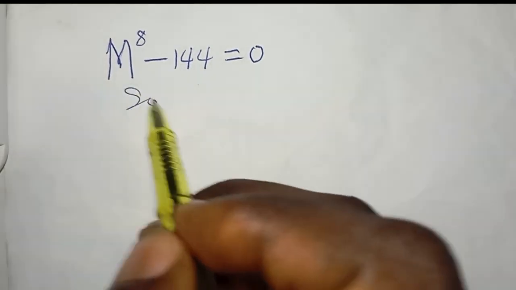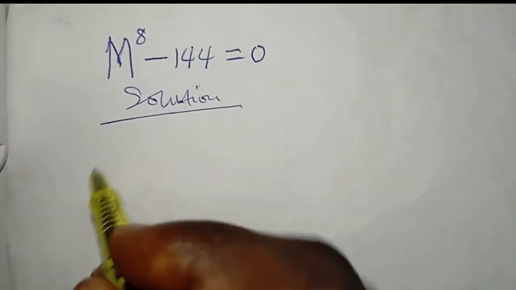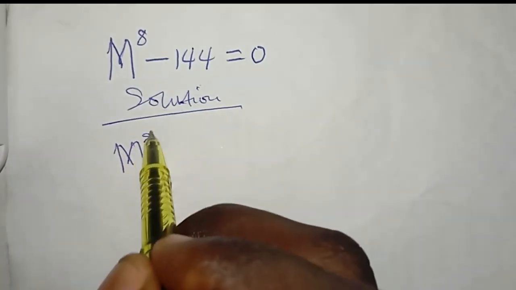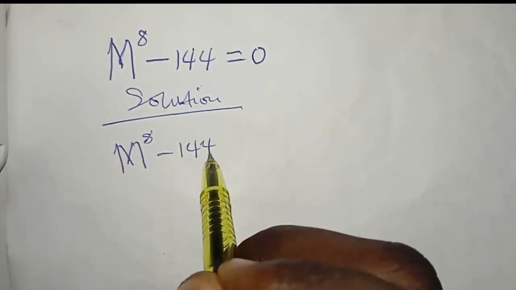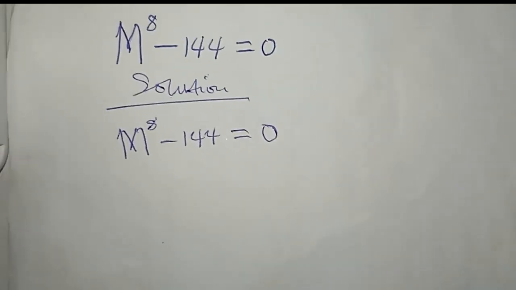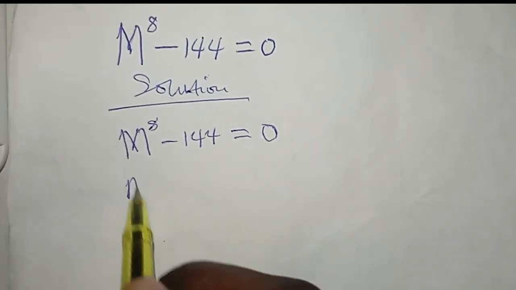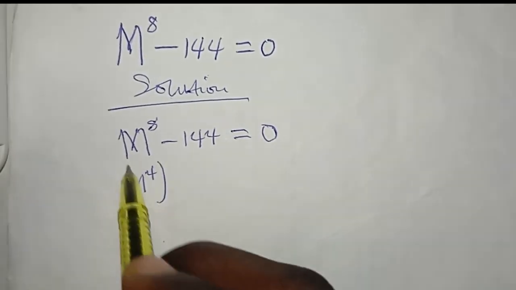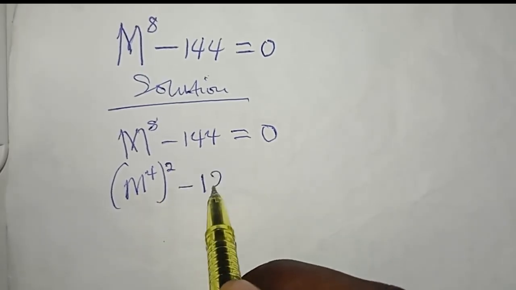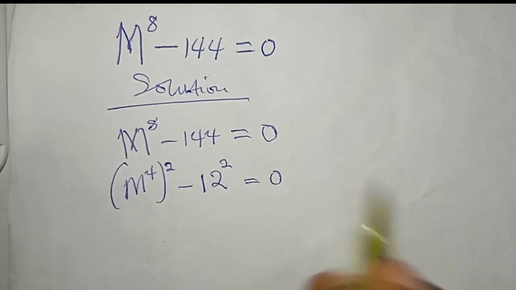So I like to start by writing the solution, and of course the question we are solving is m power 8 minus 144 is equal to 0. I'm going to write this m power 8 as m power 4, all squared, and this 144 I can also write as 12 power 2, is equal to 0.